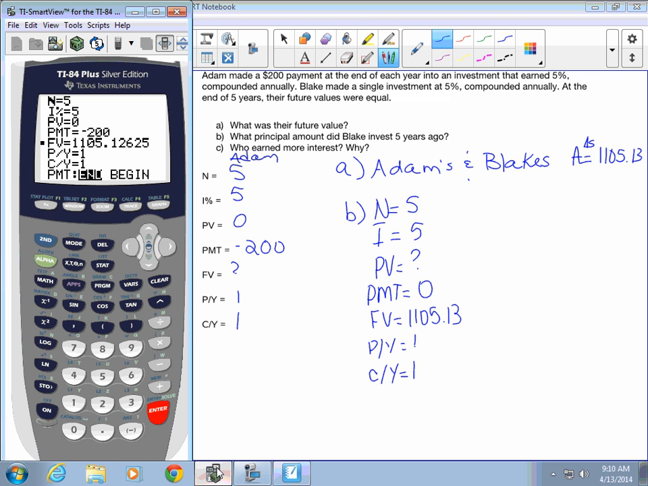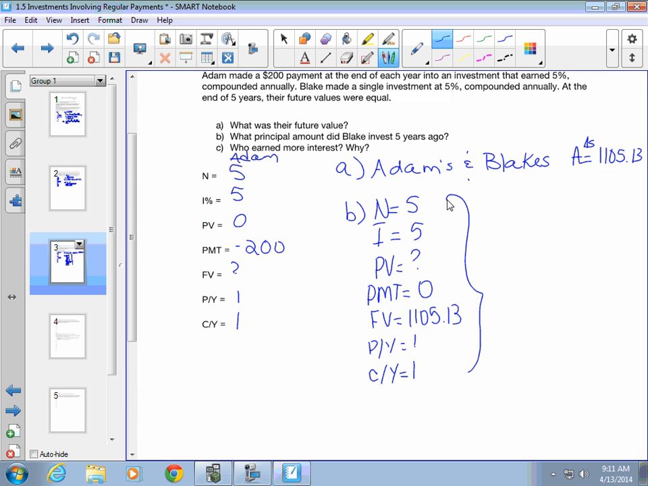So if we try this, we have 5, 5. This payments per year needs to be 0. Future value we can leave. So if we go to present value, move up, there we go. Alpha, enter. $865.90. So the present value or the principal invested was $865.90.